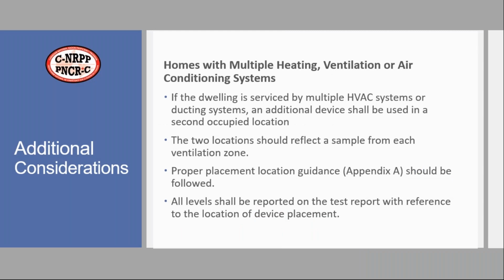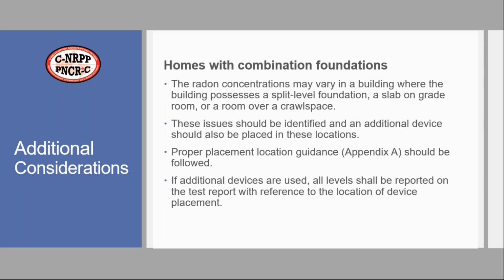One includes homes with multiple heating, ventilation, or air conditioning systems. So multiple HVAC systems or ducting systems within a home. An additional device shall be used in a second occupied location. So placement guidance and occupied definitions should be followed, but the 2 locations should reflect a sample from each ventilation zone, and all radon levels should be reported on the radon test report, and reference should be made so that it's clear what the radon level and the location of the device is so that each can be determined.